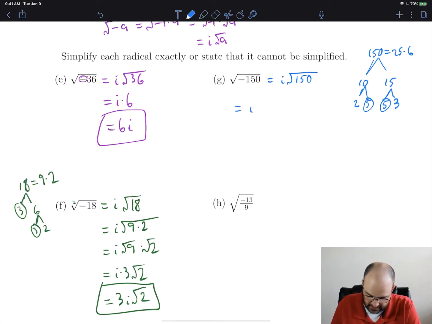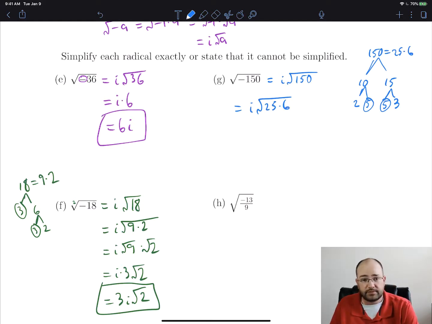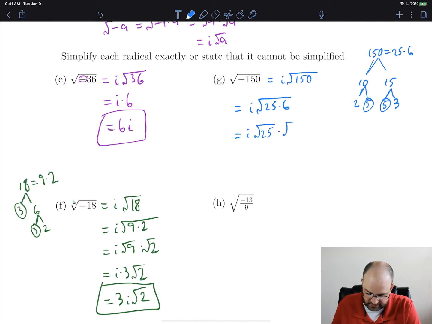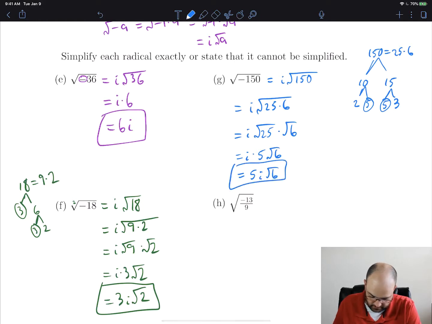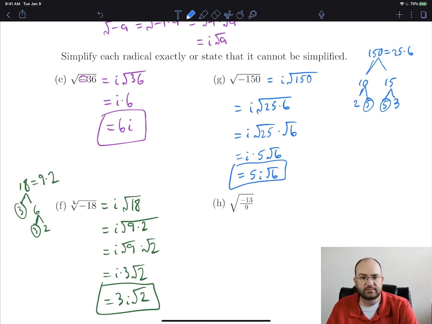This is going to give us i square root of 25 times 6, which means we can break this up into two separate radicals as the square root of 25 times the square root of 6. And again, the square root of 25 is just 5, which gives us i times 5 square root of 6. But again, flip these two because we like to put the i right there. So our actual simplified form here is 5i square root of 6.